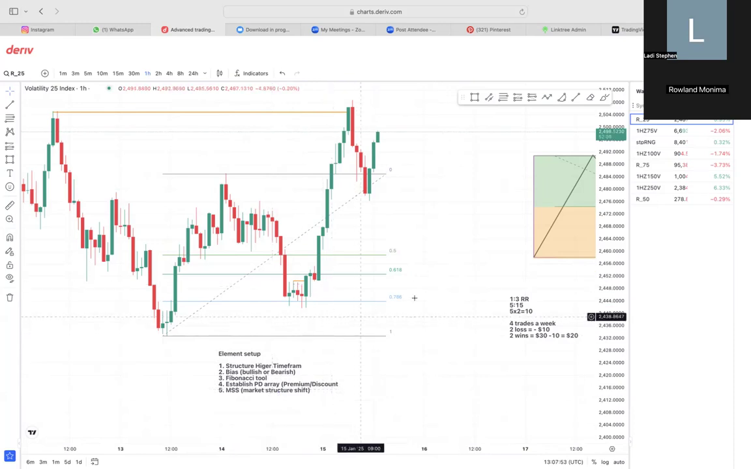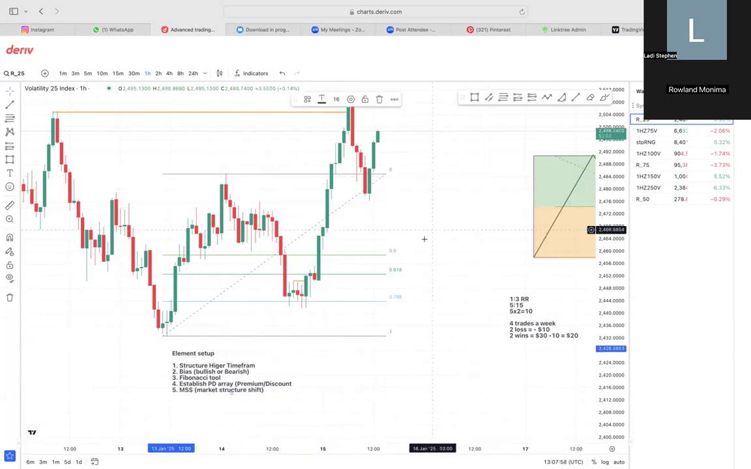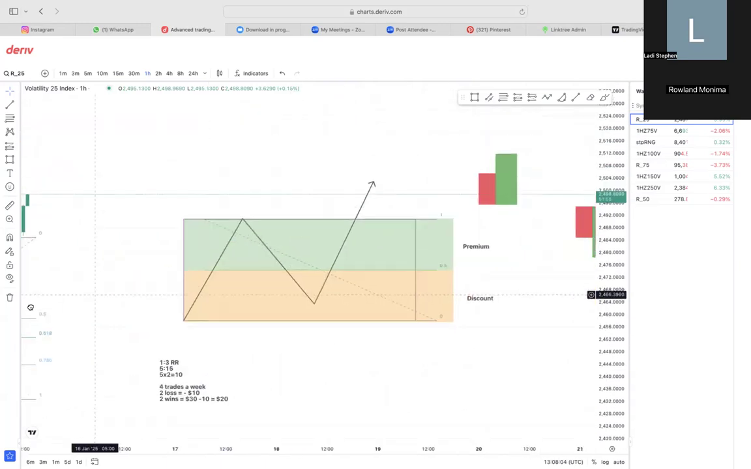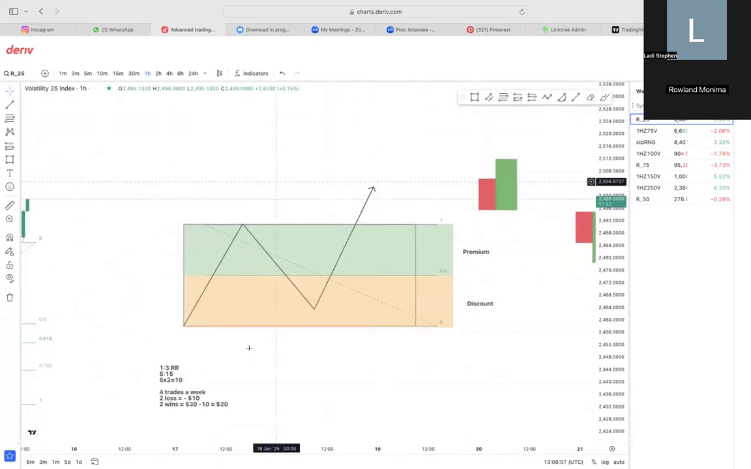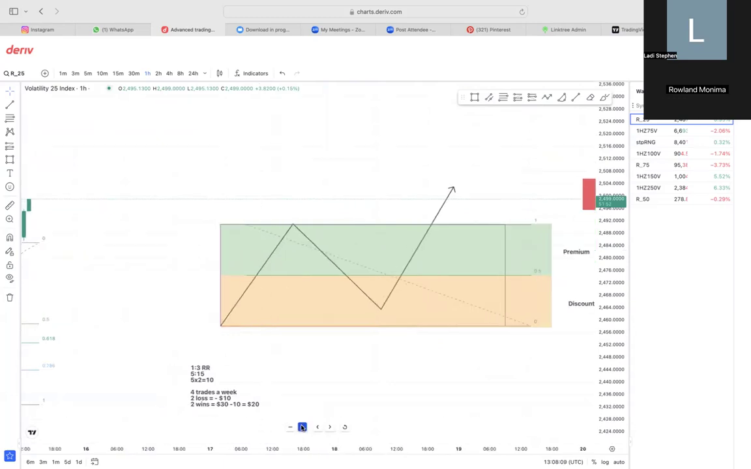Now, once you get that, you get involved. So I mentioned here that it retraced to an order block before the market started to move. This is what an order block looks like.